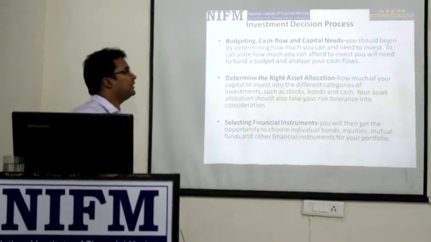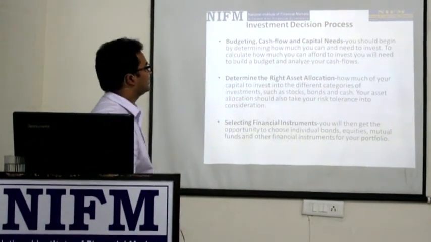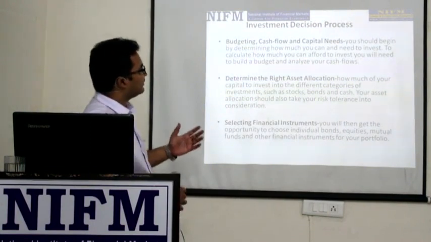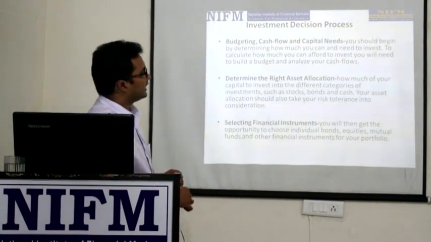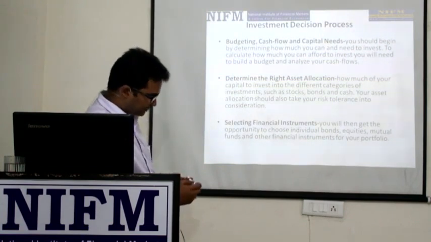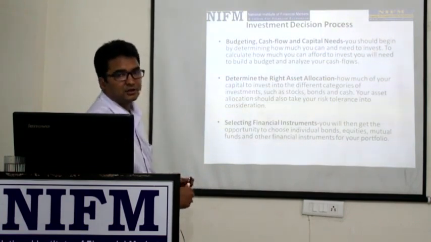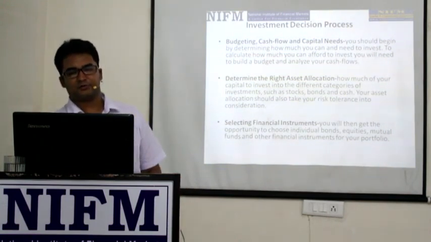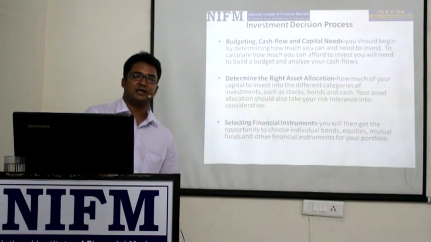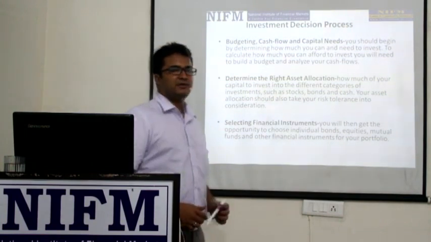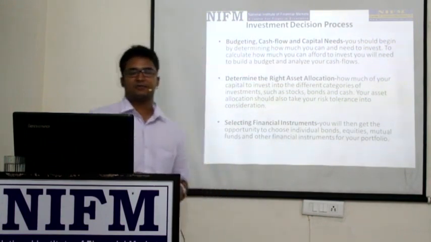So when we talk about investments, we have a decision process. Budgeting cash flow and capital needs. You should begin by determining how much you can and need to invest. So we should be clear of the fact that we have to invest a certain quantity and not exceed that particular quantity. To calculate how much you can afford to invest, you will need to build a budget and analyze your cash flows. So we have to analyze what exactly we are getting in and what exactly we are investing out of it.